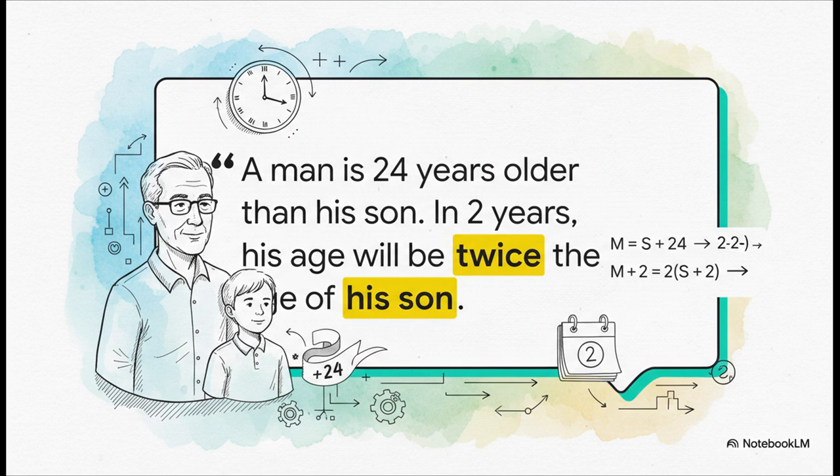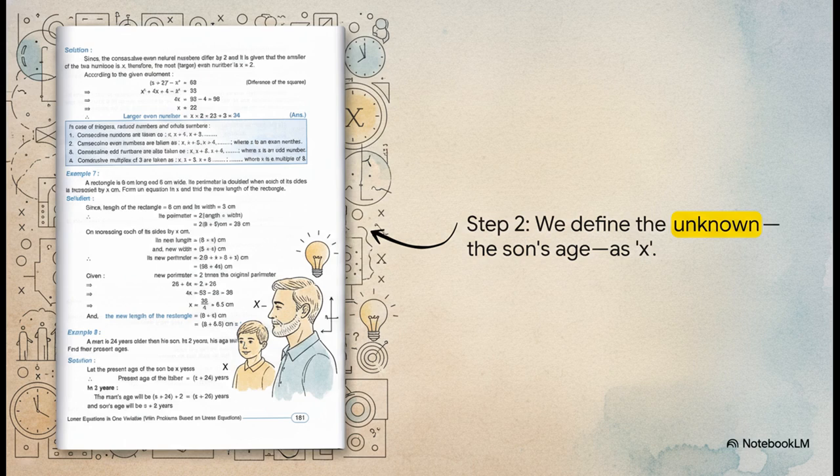A man is 24 years older than his son. In 2 years, he will be exactly twice as old as his son. The big question is, how old are they both right now? Okay, step 2 of our strategy. What's the core unknown here? It's the son's age, right? We have no idea what it is, so let's just call it x. And if the son's age is x, well then the man's age has to be x plus 24.